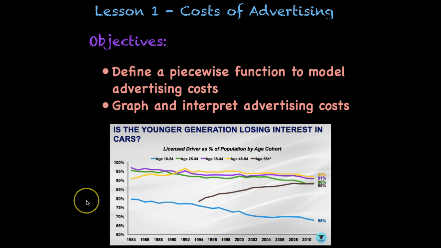Below here, I've listed a chart that I thought was interesting, and it has to do with the younger generation losing interest in cars. And you'll notice down here in 1984, 80% of the age group, your age group, 16 to 24, was driving. But notice over time this trend. This line is decreasing and decreasing, and finally here in 2010, only 68% of your age group is actually driving a car. And it just made me wonder why. Is gas too expensive? Is insurance too expensive? Is there much better public transportation? I didn't know, but I just thought it was an interesting trend.